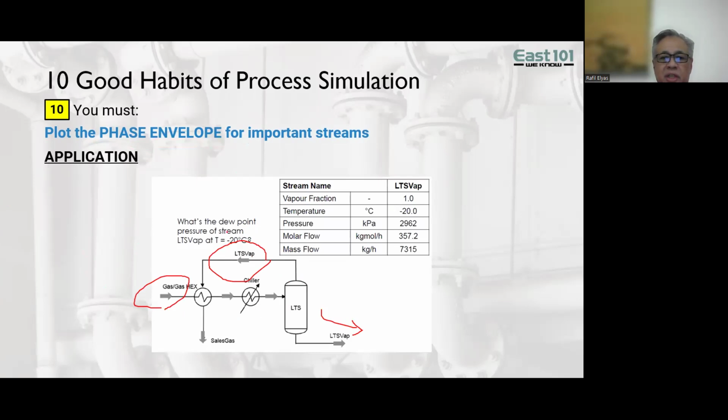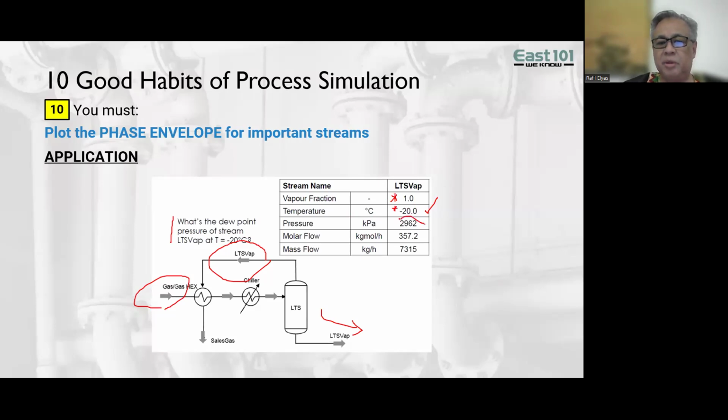In this case, I want to know what is the dew point pressure of this stream, which is at 20 degrees Celsius. I want to find out what the dew point pressure is. So if you're a HYSYS or Unisim user, this would be quite straightforward. You punch in the temperature and you punch in vapor fraction equals 1.